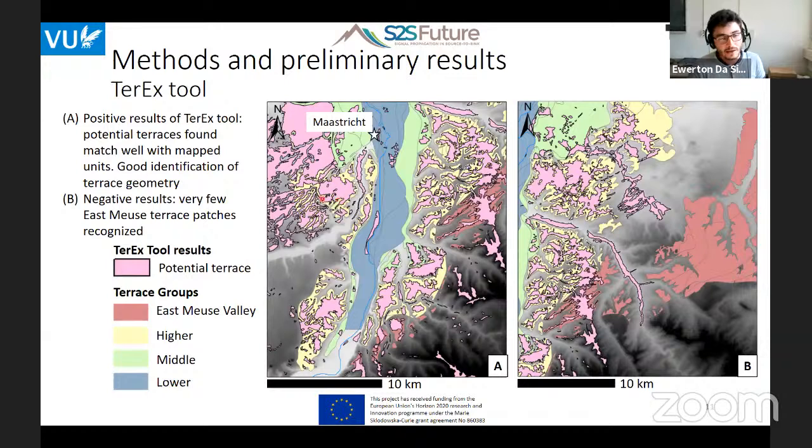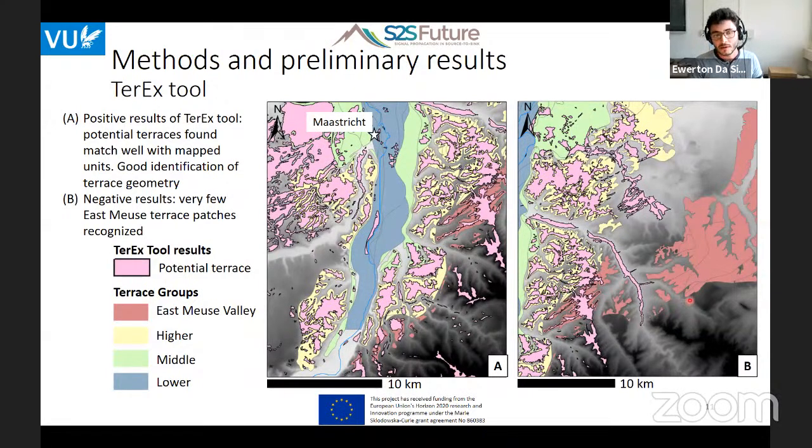And I know it's quite messy, but of course, this is a semi-automated tool, so we have to filter the results. So for example, here, once again, we can see that the results were positive. The tool suggested that there could be potential terraces in places where terraces have been mapped, and it even respected the geometry of the terraces.